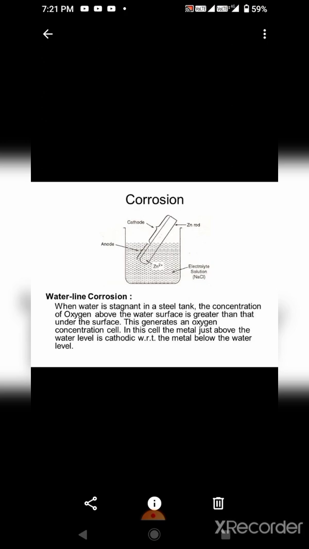Like when water is stagnated in a steel tank, the concentration of oxygen above the water surface is greater than below the surface. This generates an oxygen concentration cell. In this cell, the metal just above the water level is cathodic with respect to the metal below the water level.